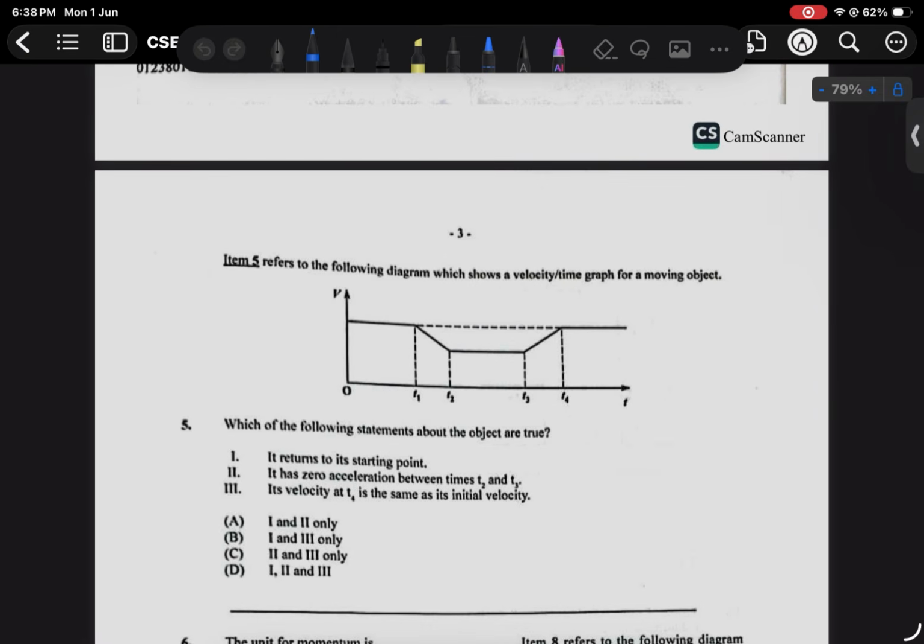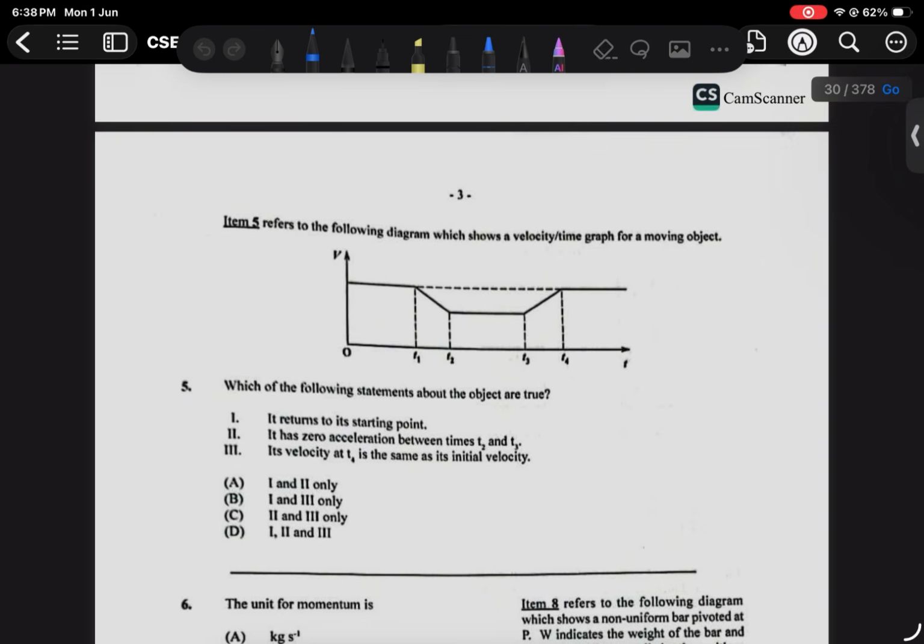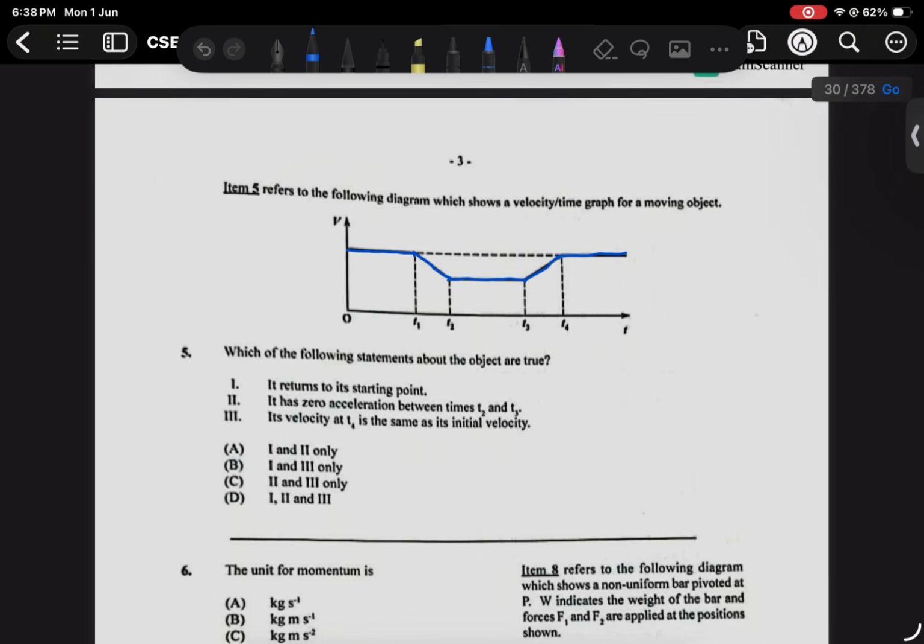Item 5 refers to the following diagram, which shows a velocity time graph for a moving object. Which of the following statements about the object are true? So right here we can see it's moving at a constant velocity. It starts to decelerate here. Constant velocity again, accelerate, and a constant velocity.